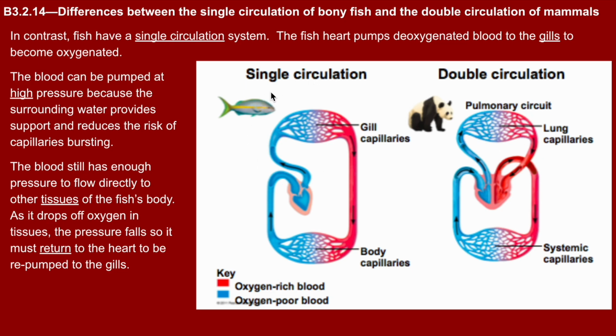Fish live underwater. They're living under all that water pressure. That pressure is pushing in on them, which prevents the gill capillaries from bursting. And so they can pump at high pressure to their gills, and it's still at high enough pressure that it can then circulate through the rest of their body. And so therefore, they just have a single circulation system.